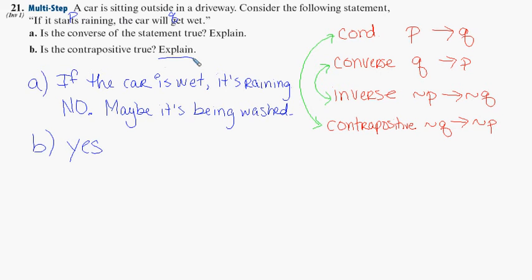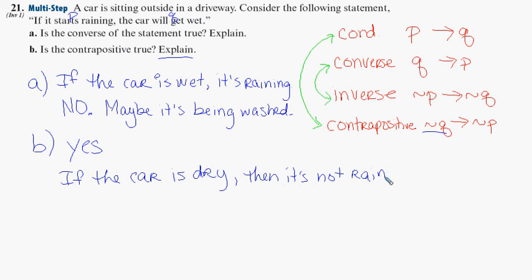So let's write the contrapositive. Contrapositive means we negate the Q. So let's negate the Q. So if the car is, well, what's the opposite of wet? If the car is dry, now again, I know it could be in the garage, but we're assuming that the car is outside for this discussion. If the car is dry, then it's not raining. So I hope that you followed all of that logic.